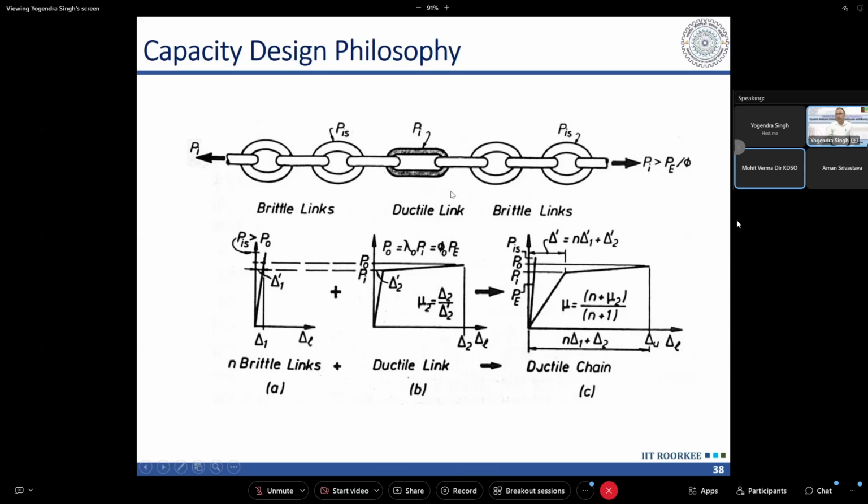Hello, is it okay? Are you able to hear me? Yes, sir. Yes. Okay. So capacity design, we can understand with this analogy with the chain.